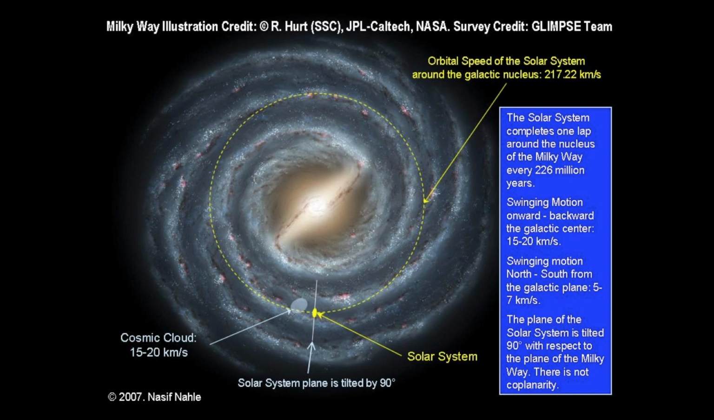And this is kind of our image for the Milky Way that we have today. And this comes from the Space Telescope Science Institute, as well as NASA JPL. This is Hertz from SSC. And this is part of the GLIMPSE team from Caltech.